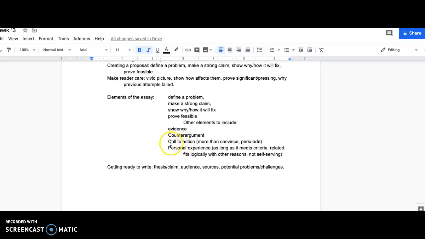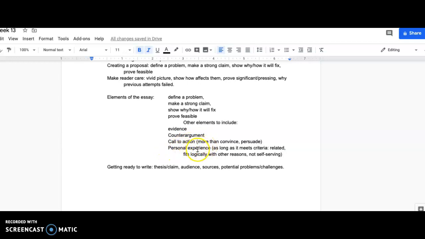You want a specific call to action, because again, you're doing more than convincing with this essay. This is a persuasive essay. So you're getting your reader to act. So give them a specific action they can do or perform, whether it's changing their mind and then phoning in their ideas, or sending an email, or voting, or writing a letter, right? What's the call to action?